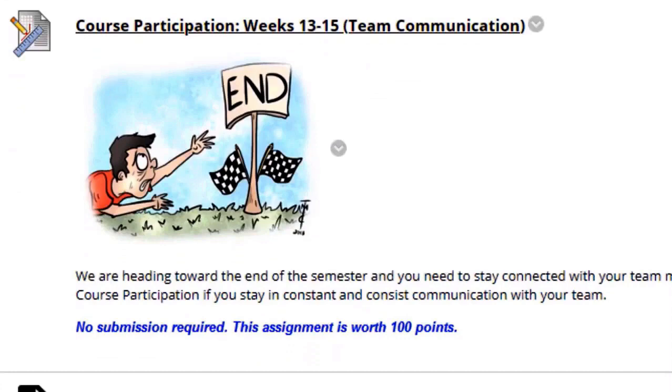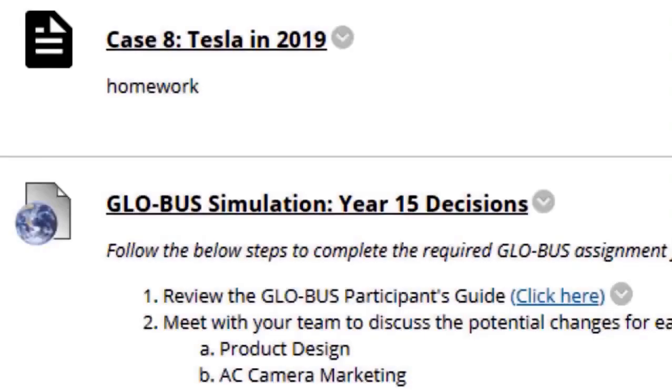The first one is course participation, weeks 13 through 15, team communication. All this means is if you stay in constant communication with your team, you will receive 100 points for the course participation, weeks 13 through 15. Keep in mind, it's only 100 points total. It's not 100 points for each week. So if I hear from your team that you're not participating, you will obviously not receive the 100 points for the course participation. Next, you have the Case 8 Tesla in 2019.